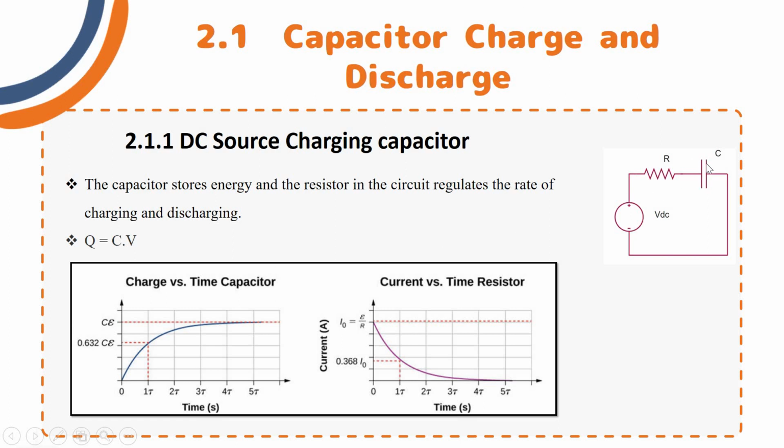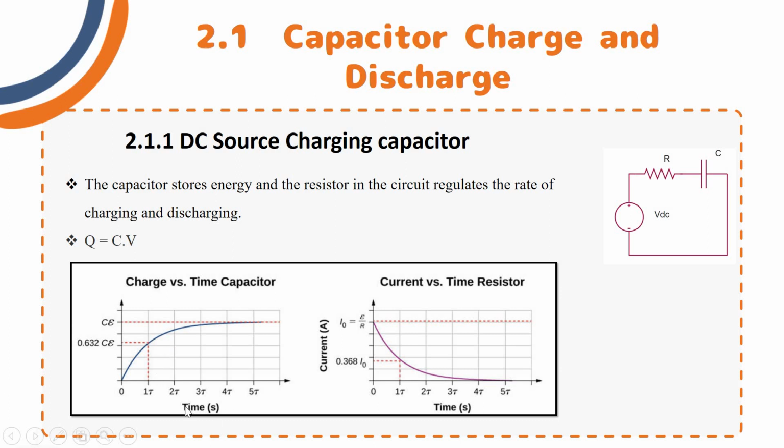As we know, the capacitor's function is to store energy in the form of charge, which is equal to capacitance multiplied by the voltage. And here, the resistor's role is to regulate the rate of charging and discharging. Here, this curve is charge versus time for the capacitor, and here is current versus time for the resistor during the charging process of the capacitor.